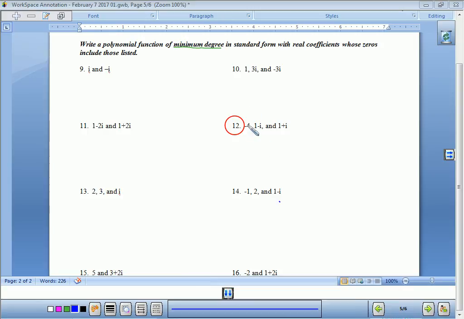Alright, so here we go. We're going to start with number 12 because if we can do the slightly harder ones, then the easier ones should be a piece of cake.